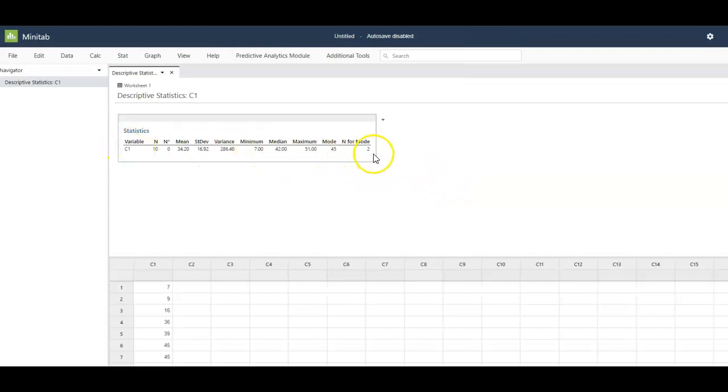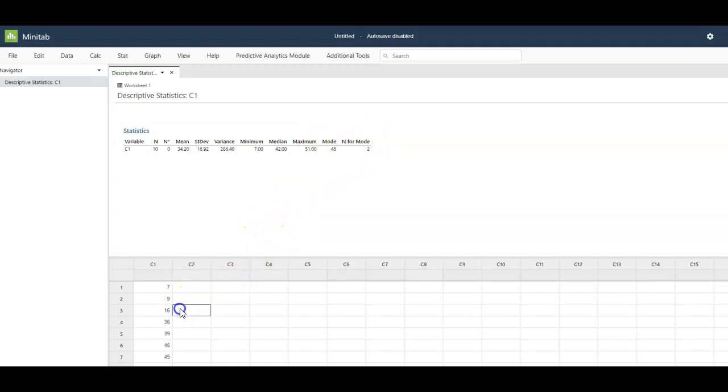So here's everything. So it shows us the mean, standard deviation, variance, the minimum, the maximum, the median, the mode, and then it tells you how many items were in that mode. So the mode here was 45 and we had 2 items.